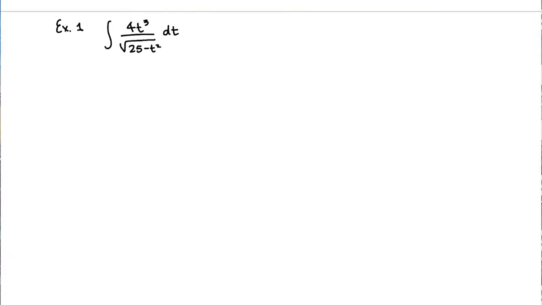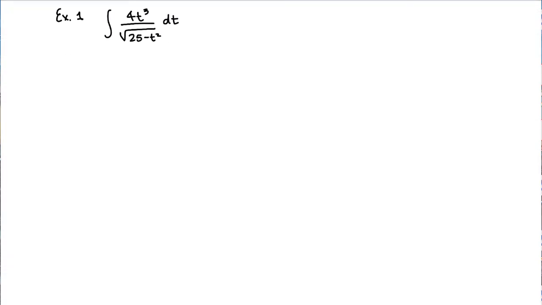So for our first example, let's take a look at computing the integral of 4t cubed over the square root of 25 minus t squared. Okay, so when I take a look at this integral, my first instinct would be I really wish I could do a u substitution, and unfortunately with 25 minus t squared, I basically have too much to make a u substitution because I don't see just t, I see t cubed outside the integral.